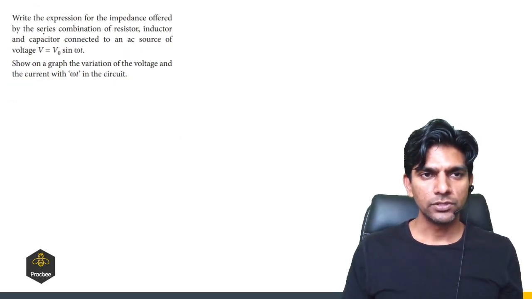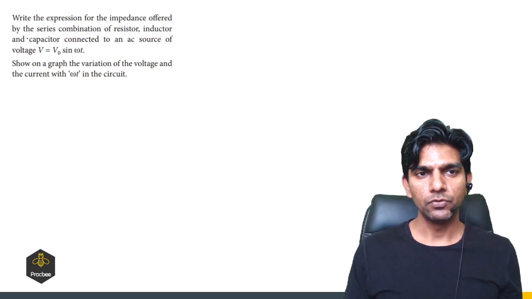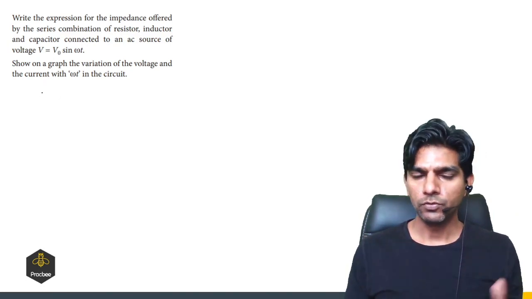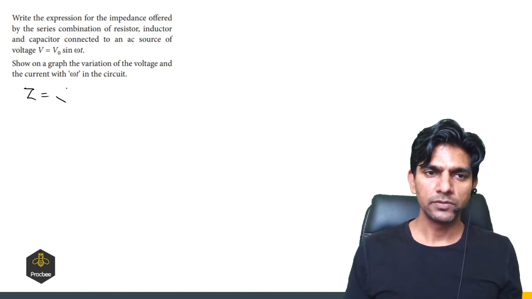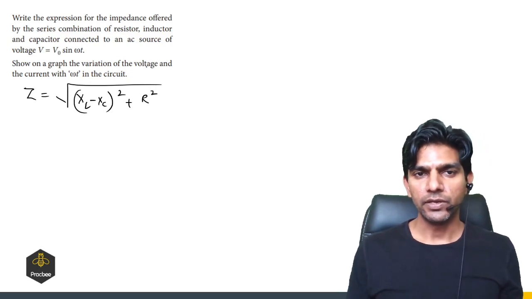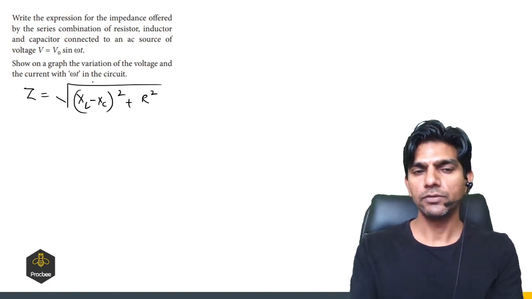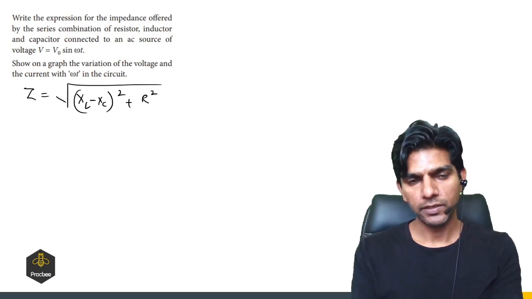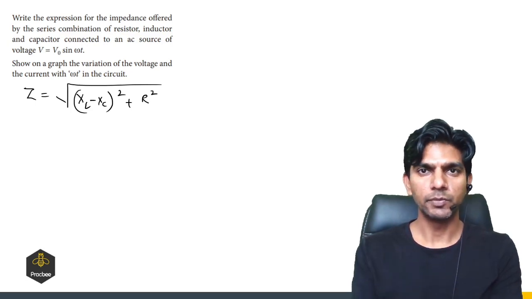Now let us see another question. Write the expression for the impedance offered by the series combination of resistor, inductor and capacitor connected to an AC source of voltage V equals V naught sin omega t. We know how to derive that expression, and the impedance will be given by root of (XL minus XC) square plus R square. Show on a graph the variation of the voltage and the current with omega t. In this case, if XL is greater than XC, then it will be an inductive circuit. If XC is greater than XL, it will be a capacitive circuit.